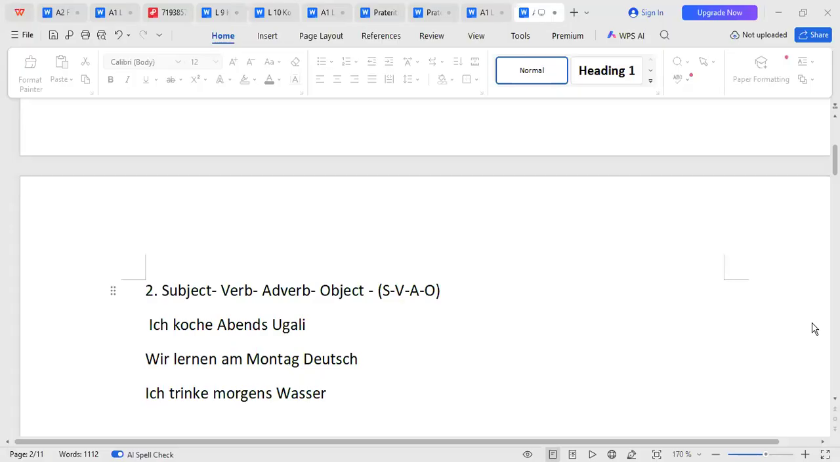Let me see some people. Ich fahre am Abend nach Nairobi. Sehr gut. Ich fahre am Abend nach Nairobi. Ja, nach. Sehr gut. Gut. Next. Very good, Benjamin. Very good, Joel. Very good.